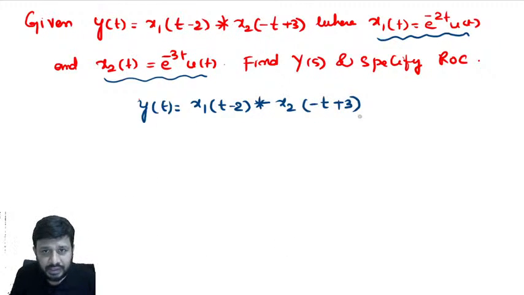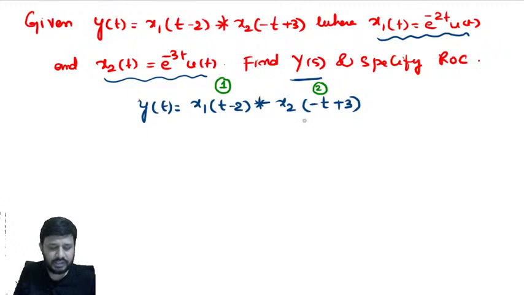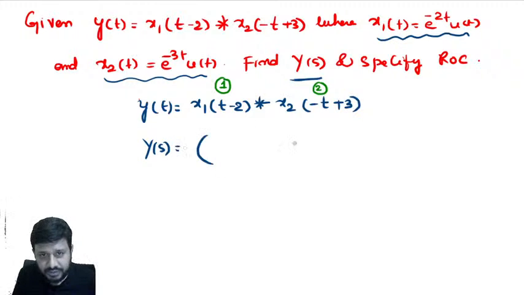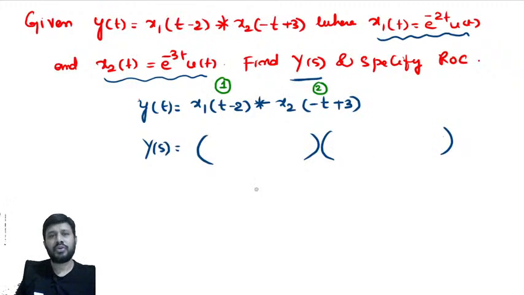See, I have to find out the Laplace transform. Now, first of all, what is done between these two signals? If I call x1 of t minus 2 the first signal and x2 of minus t plus 3 the second signal, what is done between these two signals? Convolution is done, and we know that convolution in time domain is equivalent to multiplication in s domain. So y of s is nothing but the multiplication of the Laplace transforms. So let's find out the Laplace transform of x1 of t minus 2 and x2 of minus t plus 3.